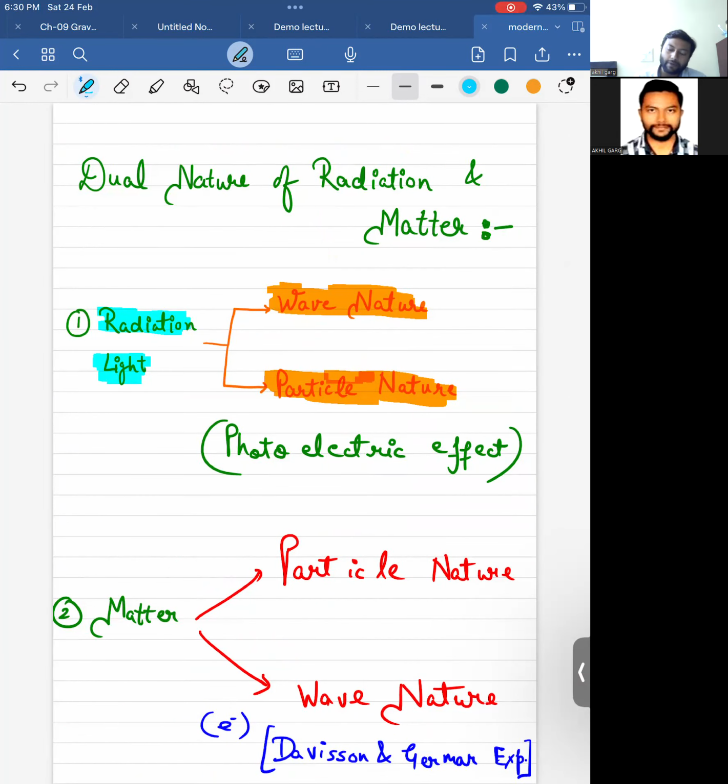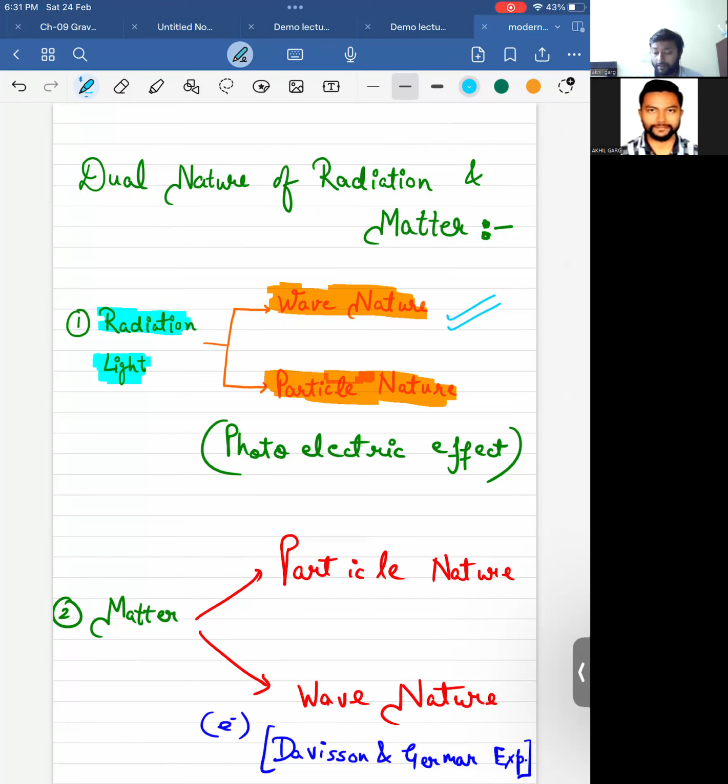Basically, radiation has wave nature as well as particle nature. Sometimes it behaves like a wave, in phenomena like interference, diffraction, polarization of light, Huygens theory, and Maxwell's theory of light, electromagnetic radiations. These all consist of the wave nature of light and explain how light behaves as a wave.